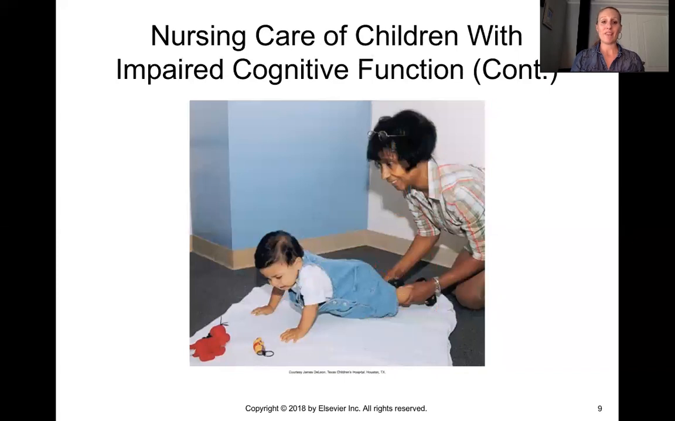And here we have a child whose toy is placed just out of reach. So we're utilizing something that the child wants to get them to proceed to that next step. And the child is going to move forward a little bit to get that toy.